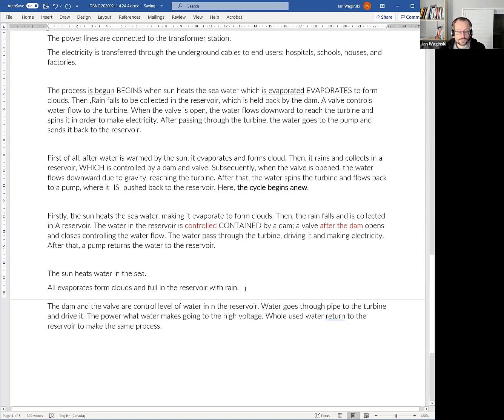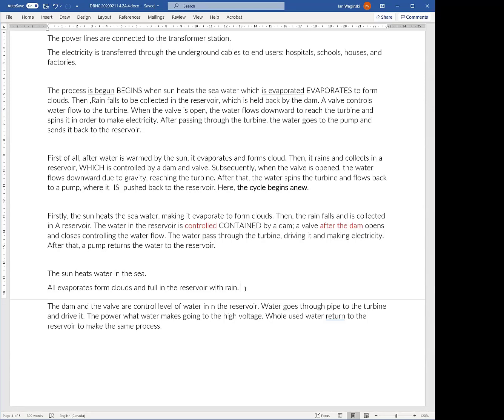The sun heats water in the sea. Good. All evaporation form cloud, or no? Simple. It evaporates to the clouds. Form clouds. Oh, to form clouds. But I want to change a different sentence from what we have previously. Okay, evaporates to form clouds.